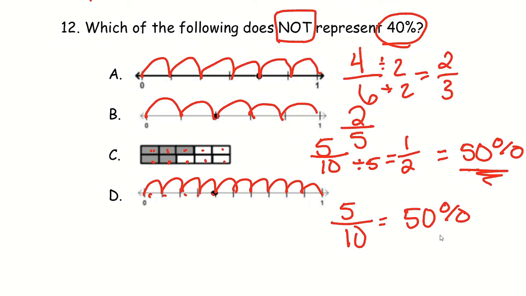We want the one that's not. This one should be 4 tenths. That's D is 4 tenths. We counted our little space wrong. All right, boo boos are made. We got it. So this will be 40%.